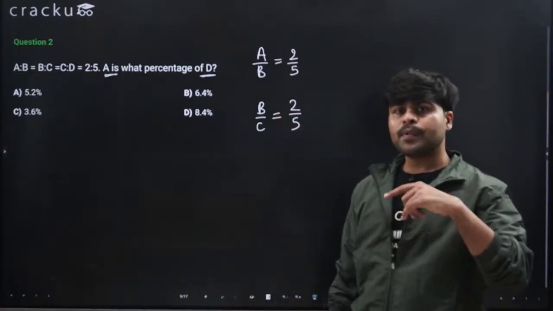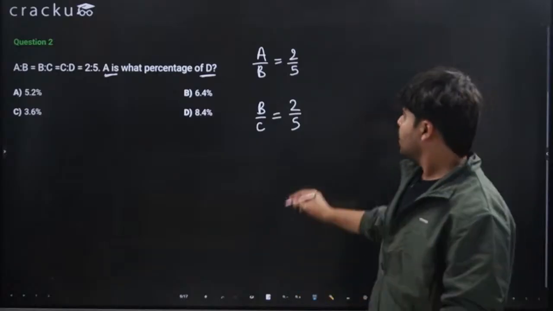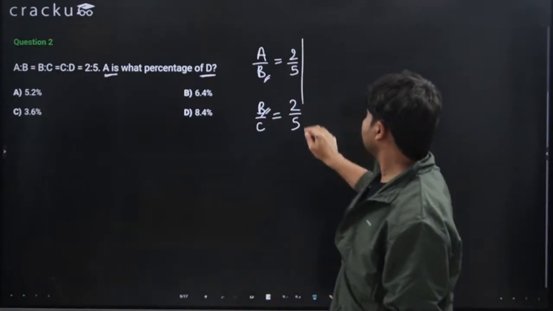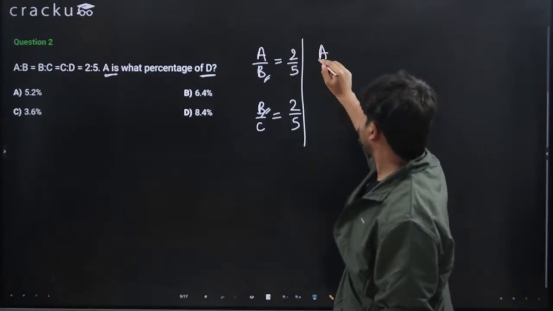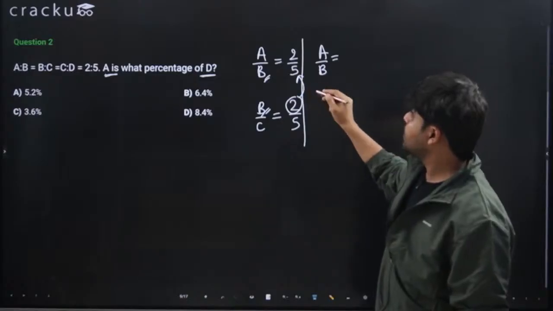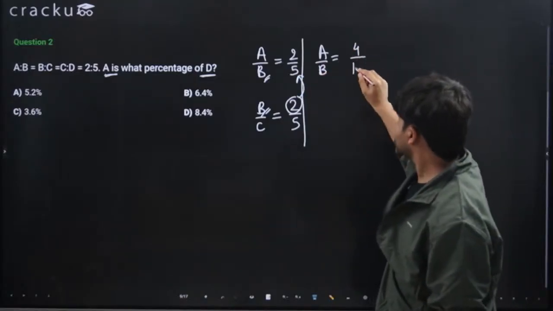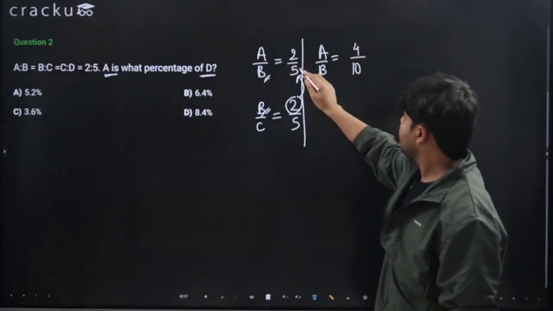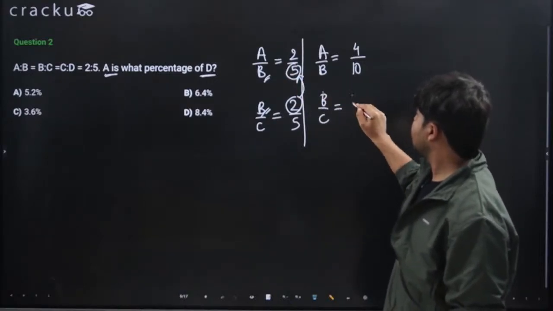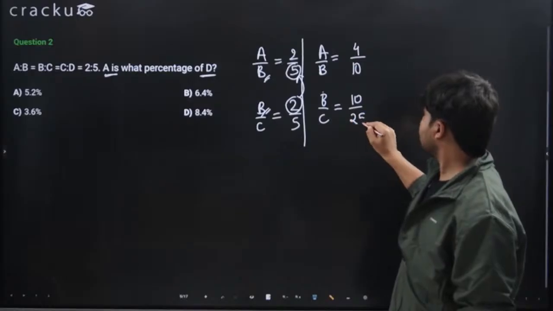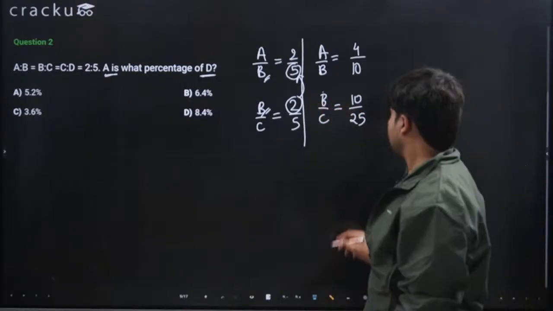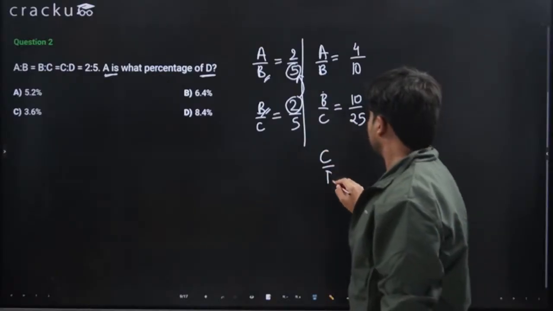So going by the previous method that we just discussed, B is common in both the places. So let's try to make B equal. This will be A upon B equals, again this is 2, so we multiply this by 2, this will be 4 by 10, and this is 2, this is 5, so we will multiply this one by 5, we will get B over C is equal to 10 upon 25. Then we will repeat this process with C upon D as well. So we have C upon D is equal to 2 upon 5.